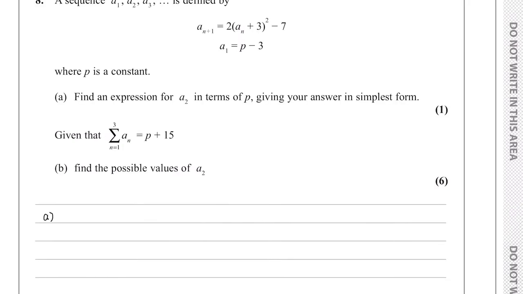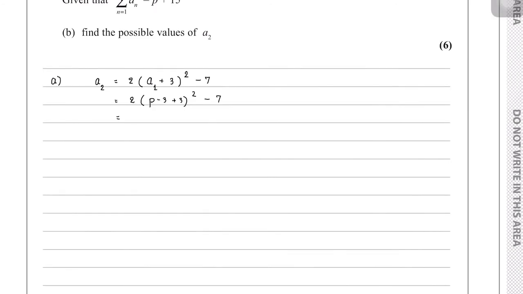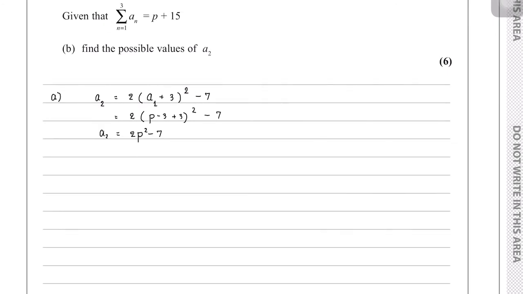So in problem A, to find a2, we can find a2 from this formula. a2 will be 2 times (an, which is a1, plus 3) squared minus 7. And since a1 is p minus 3, we can plug in p minus 3 here, and then plus 3, squared minus 7, which is 2p squared minus 7. And here is a2.